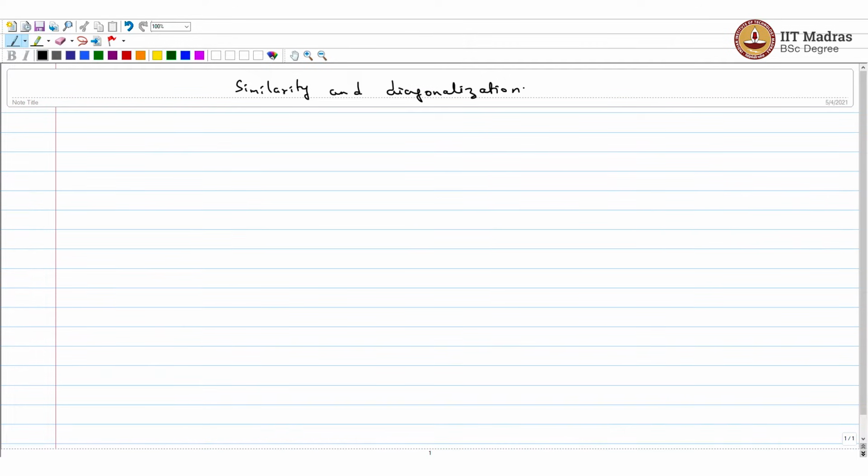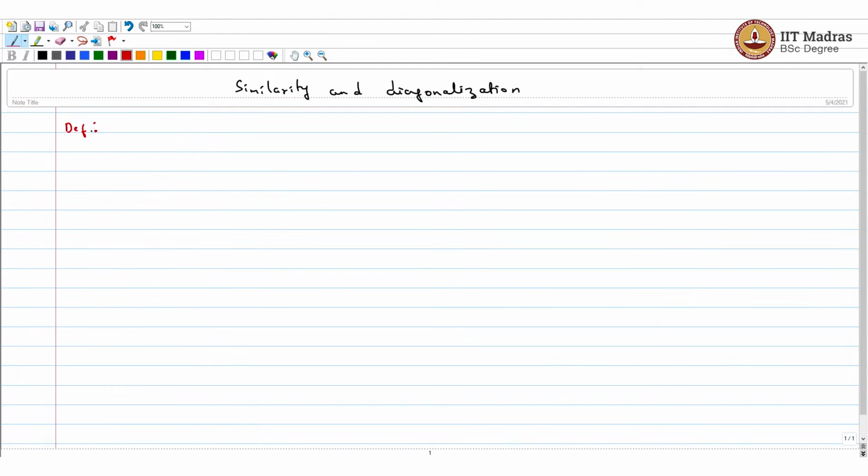So, welcome everyone to yet another lecture on linear algebra, the module that we are looking at. In the previous lecture, we looked at eigenvalues and eigenvectors and looked at some motivation using ordinary differential equations. And today we will look at a very important topic associated with eigenvalues and eigenvectors, which is similarity and diagonalization of matrices. So, what is a diagonalizable matrix?